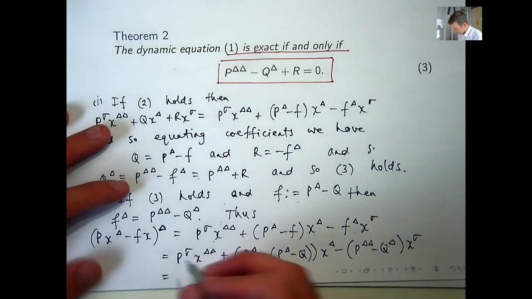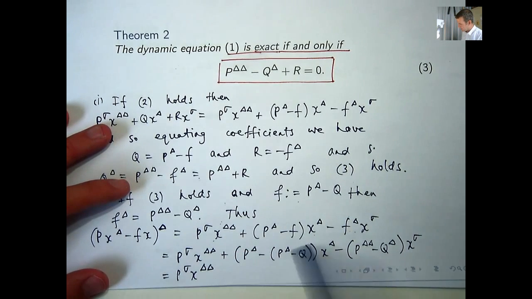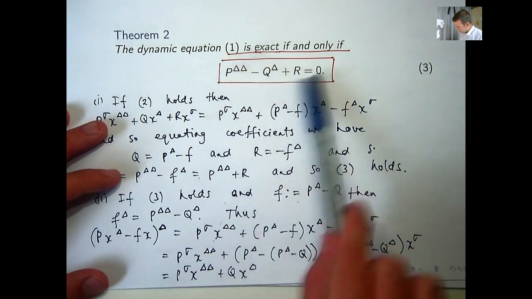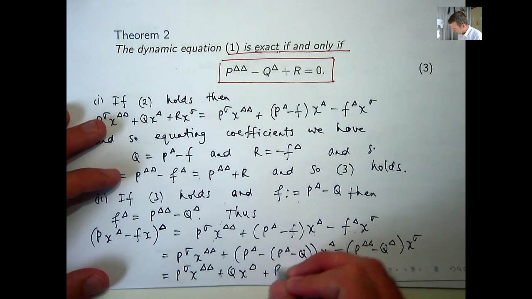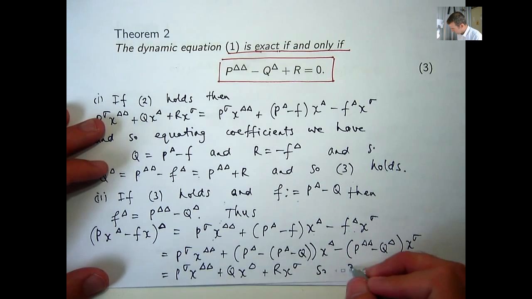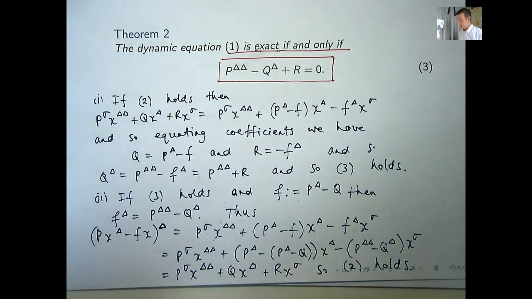then you can see this is going to cancel out and I'm going to get a Q there. And from 3, this is going to be negative R in the brackets here. So I'm going to get negative R, which will be positive R. So 2 holds. I've proved that both ways now, and that's the end of the result.